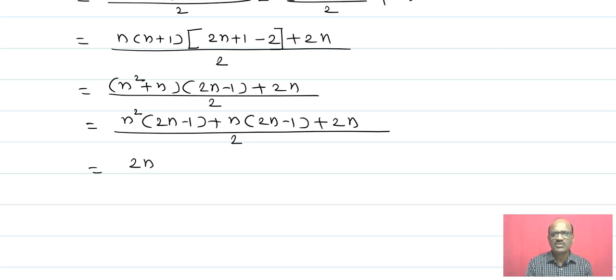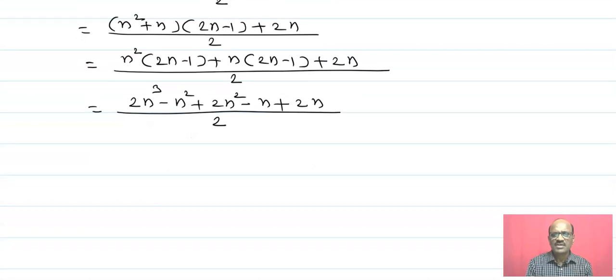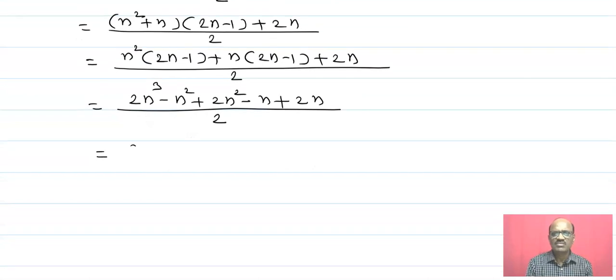Therefore it is 2n cube minus n square plus 2n square minus n plus 2n upon 2, and that's why we are getting 2n cube plus n square plus n upon 2.